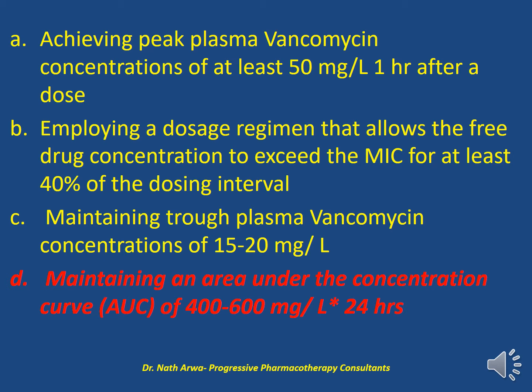Now, D is correct. Maintaining that AUC range is recommended for serious MRSA pneumonias according to the newest vancomycin guidelines that are widely disseminated as we speak. So D is the correct answer.